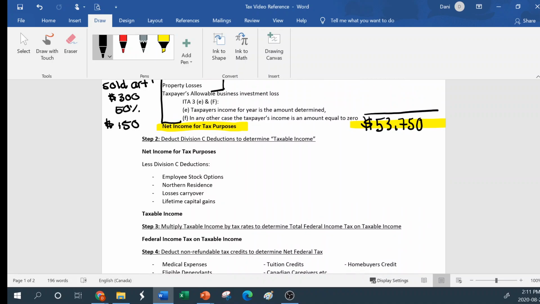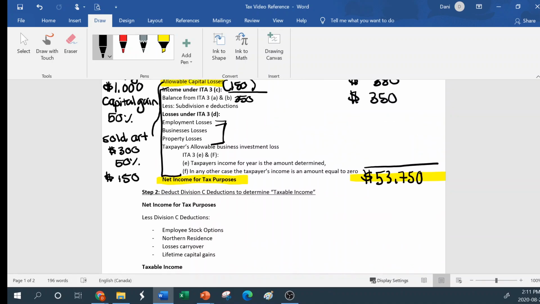Step 2 is determining, we start with our net income for tax purposes. So we calculated that in step 1. So we'll just bring it down and start step 2. $53,750.